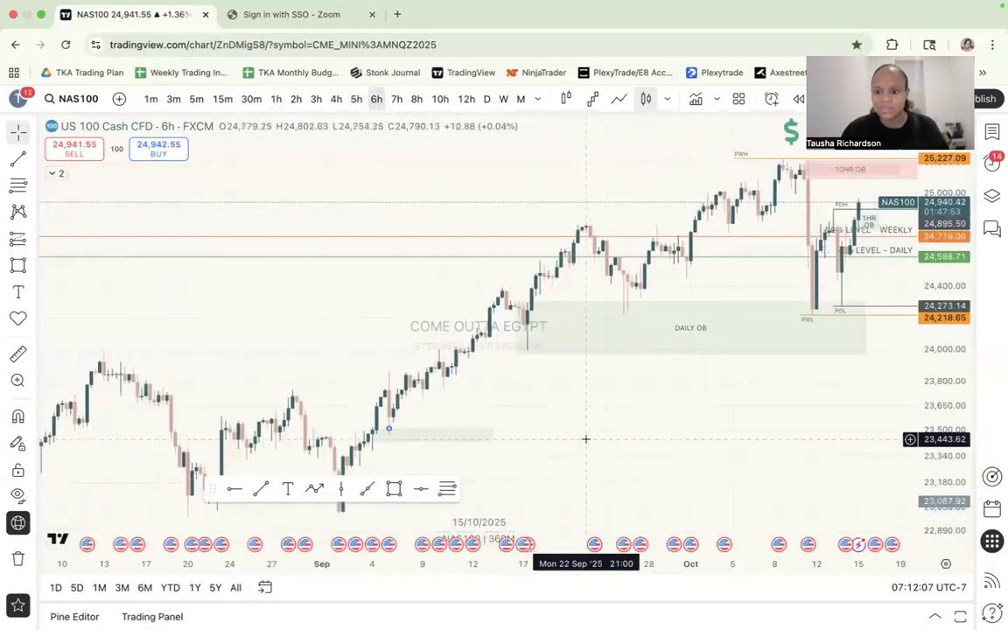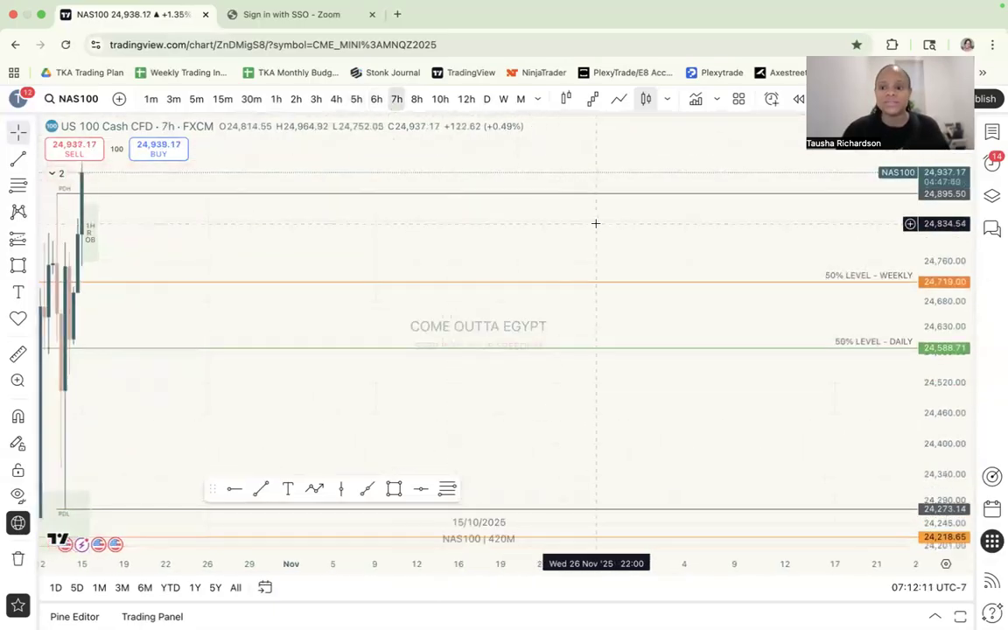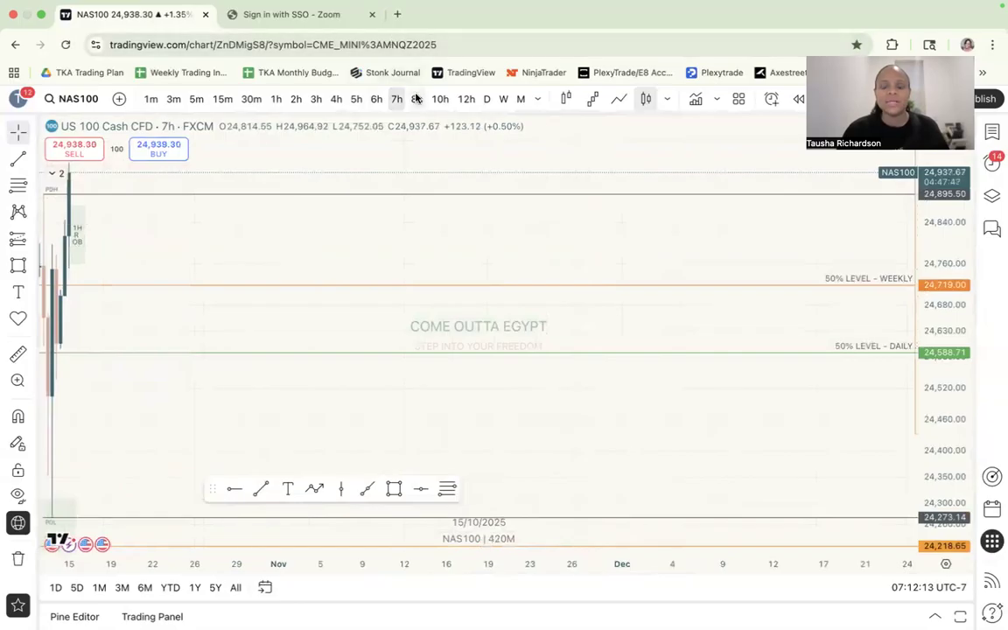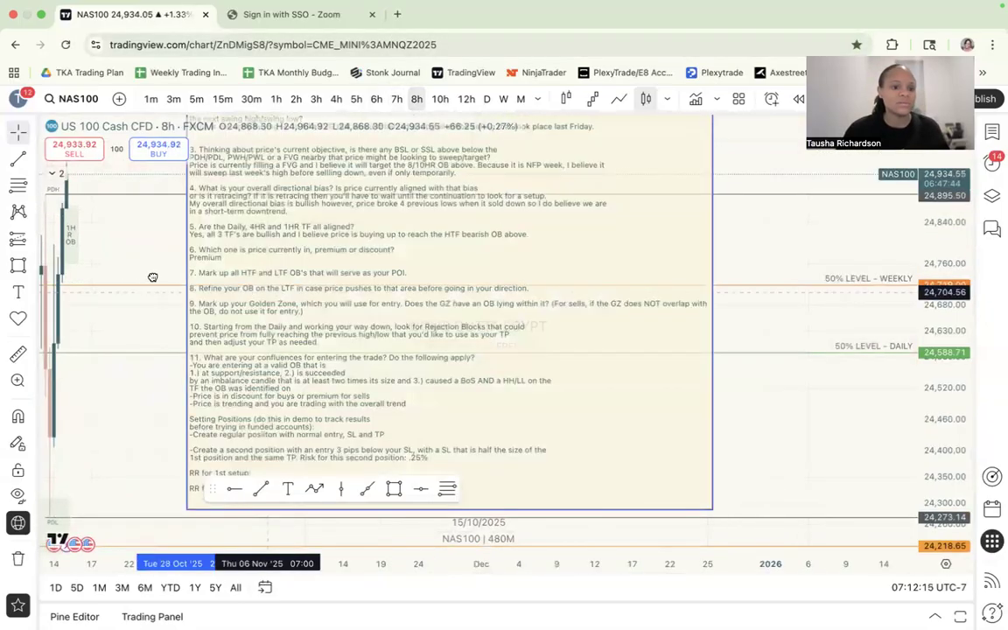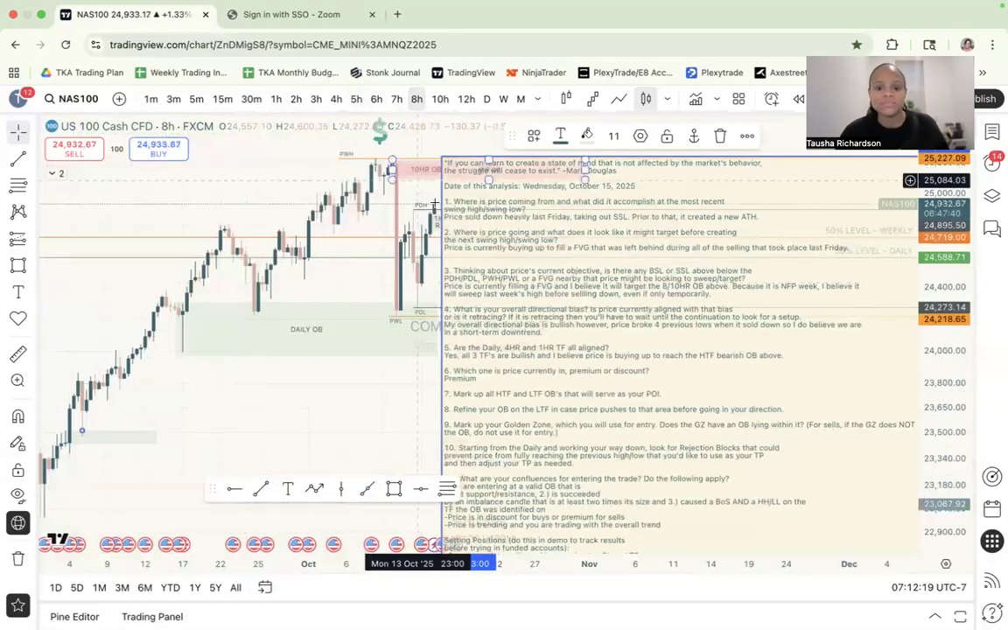This helps you to understand the market's movement, because the market is very intentional about its movements and what it does. It doesn't just pull back for fun. It pulls back for a reason.